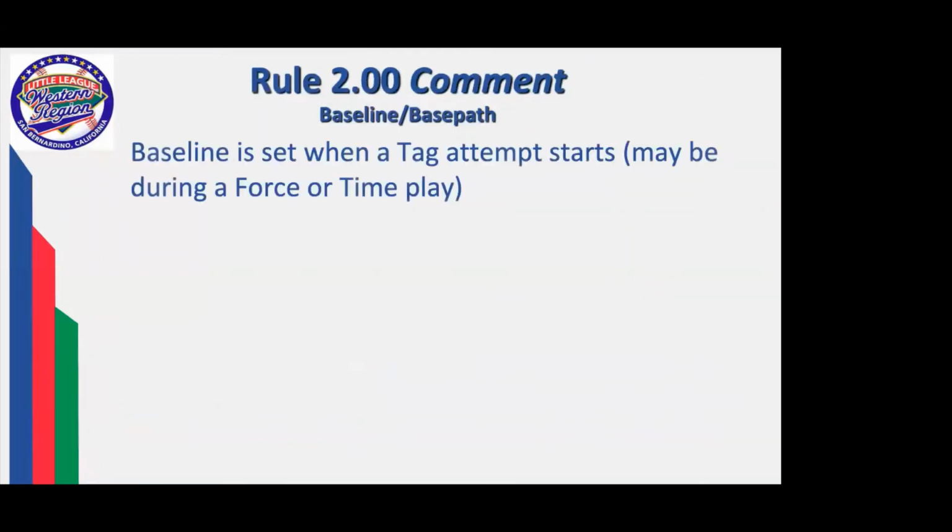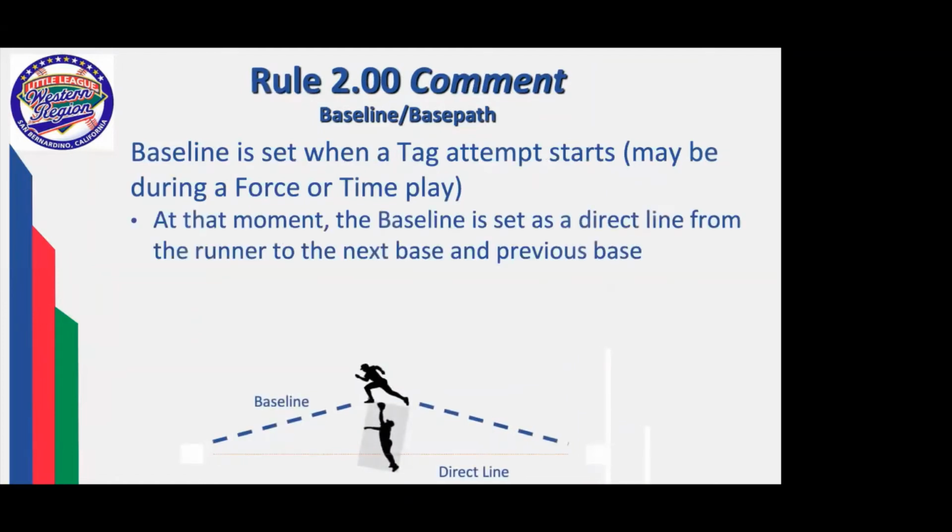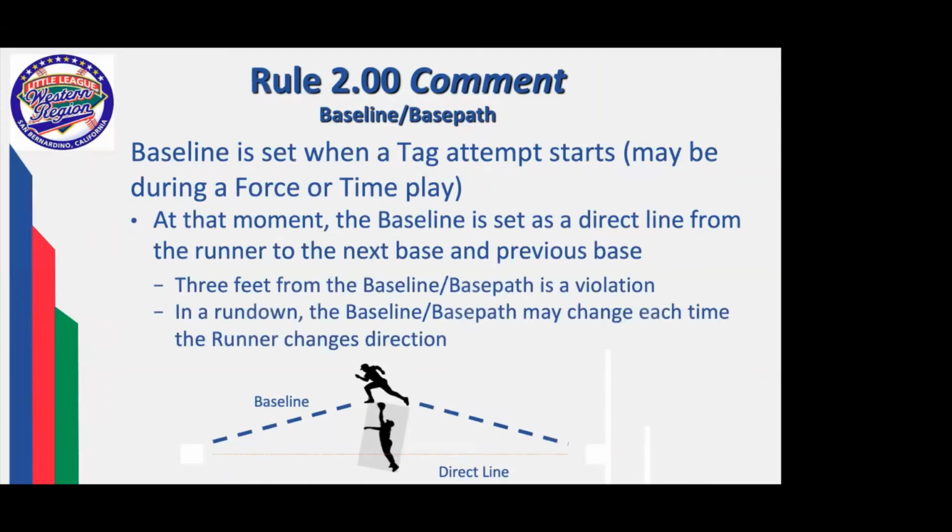Lastly, the baseline is set when a tag play starts. It could be on a force or a time play. The moment the tag is initiated, straight lines are drawn from the runner to the forward base or the runner to the trail base. Those define the baseline slant base path that the runner must maintain 3-foot distance or it's a violation. While on a rundown, the base path or baseline may change each time the runner changes direction. In a strange Keystone Cops kind of a situation, we may end up with the runner actually being 10, 15 feet away from the direct line in the course of a rundown.